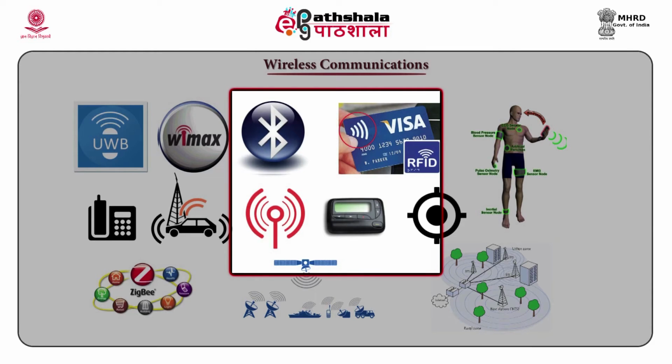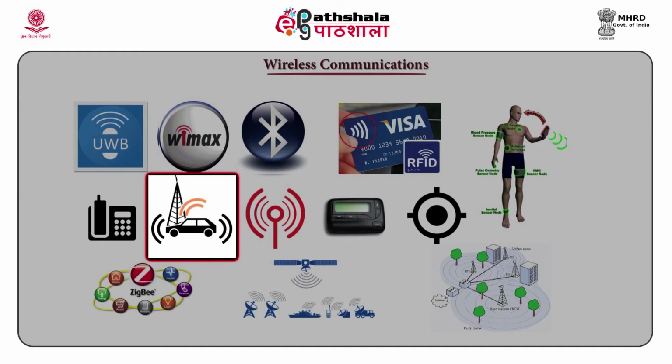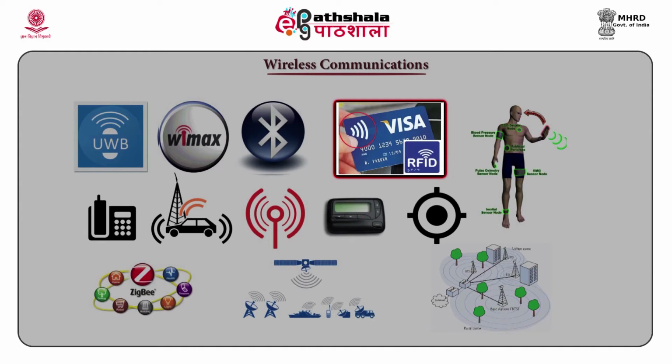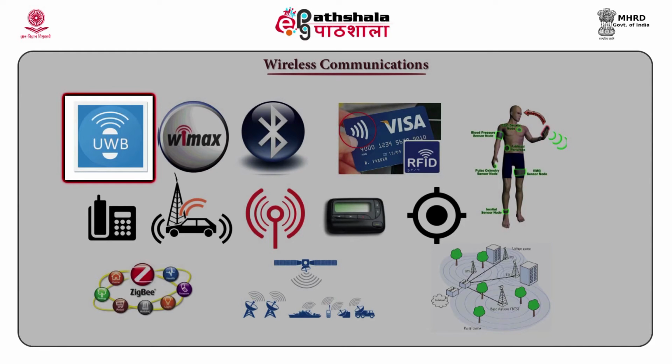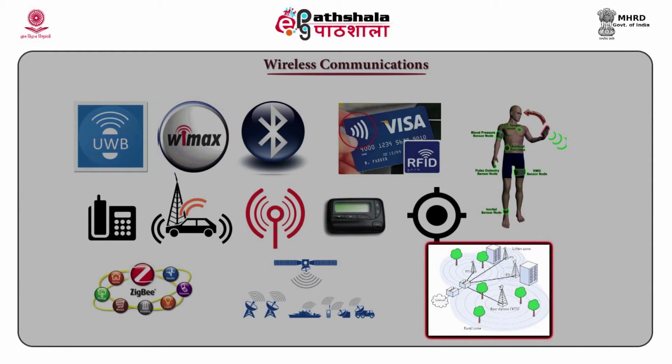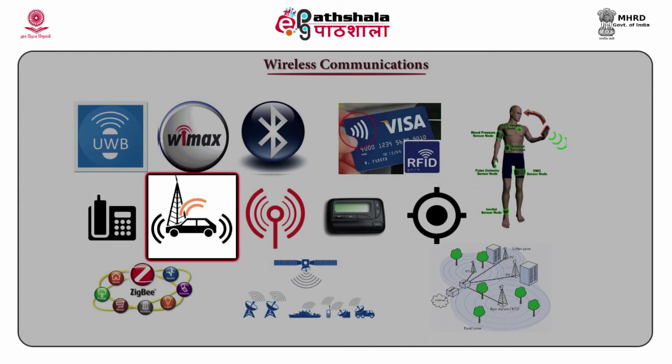They are cellular system, cordless phones, wireless LANs, satellites, paging, Bluetooth, vehicular ad hoc networks, sensor networks using RFID, body area networks, ultra wideband radios, low cost, low power Bluetooth and Zigbee, and GPS. These are some of the examples of wireless systems which we observe and use in our day-to-day life.